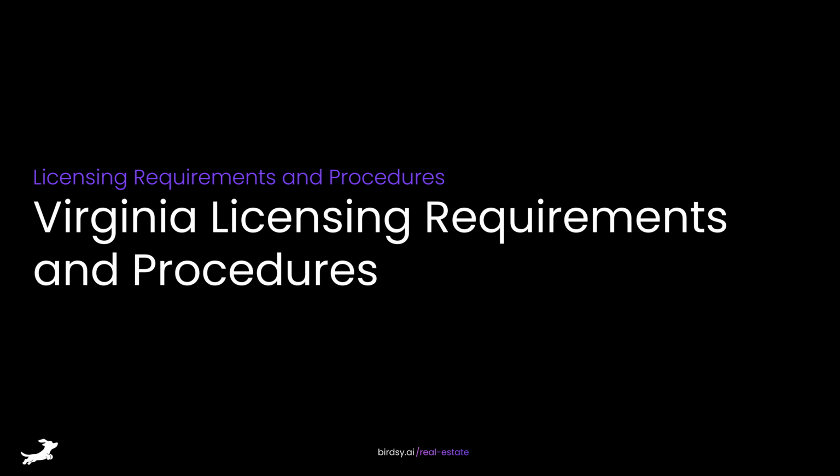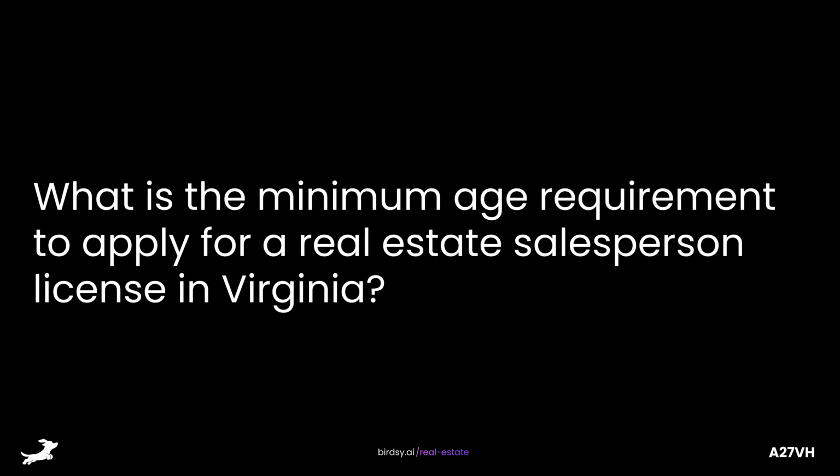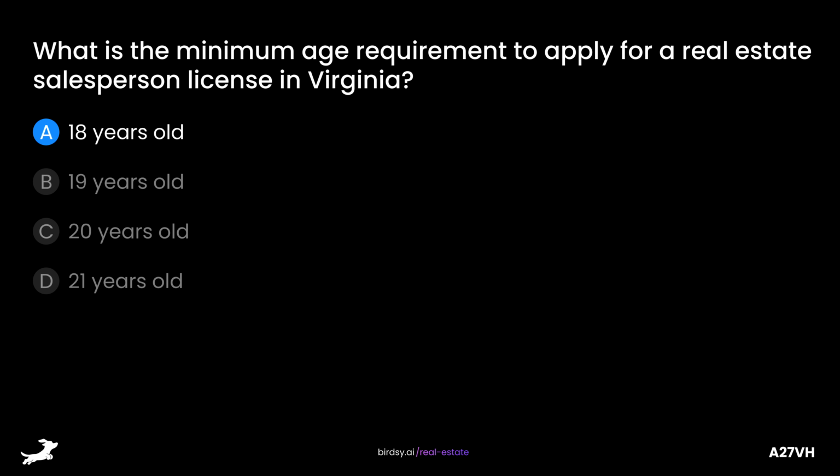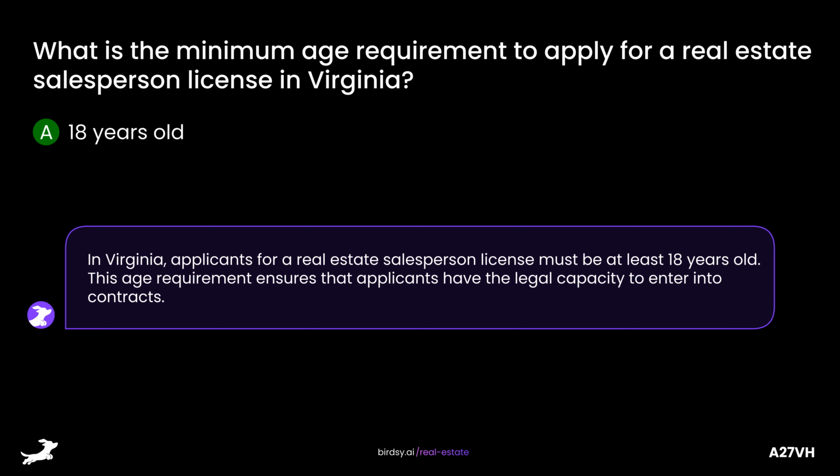Virginia licensing requirements and procedures. What is the minimum age requirement to apply for a real estate salesperson license in Virginia? Is it A, 18 years old, B, 19 years old, C, 20 years old, or D, 21 years old? The answer is A, 18 years old. In Virginia, applicants for a real estate salesperson license must be at least 18 years old. This age requirement ensures that applicants have the legal capacity to enter into contracts.